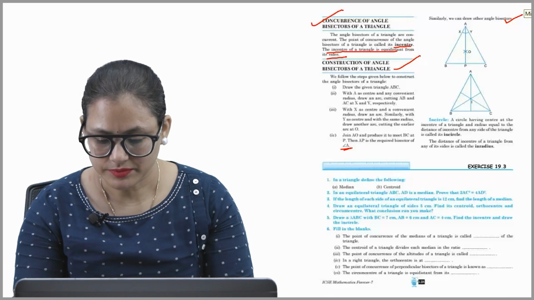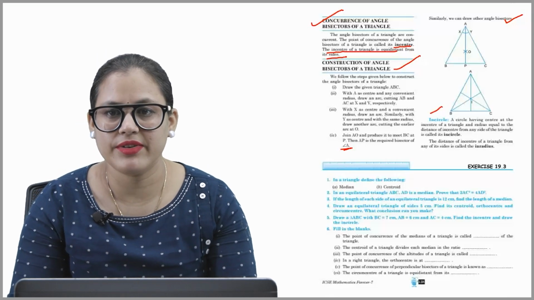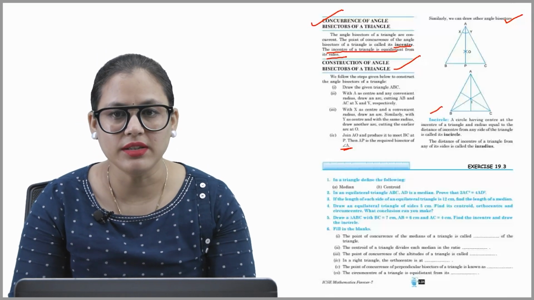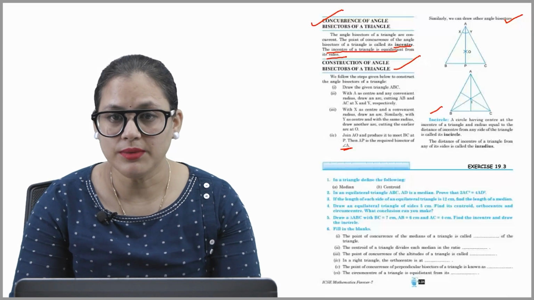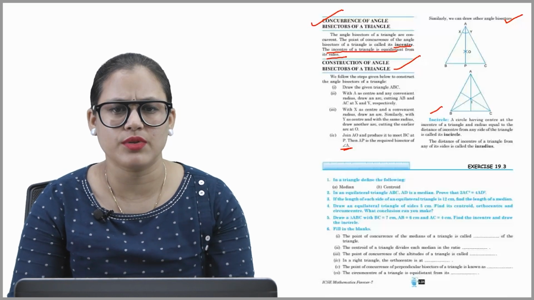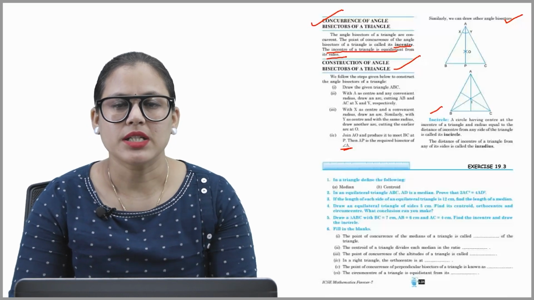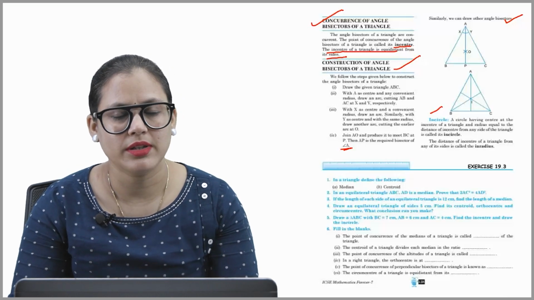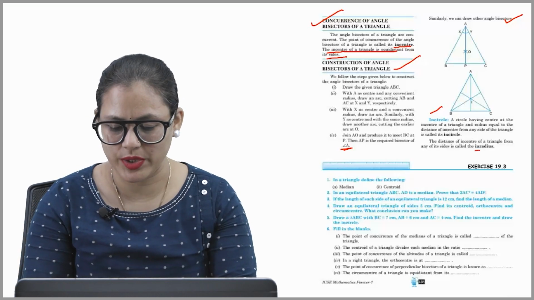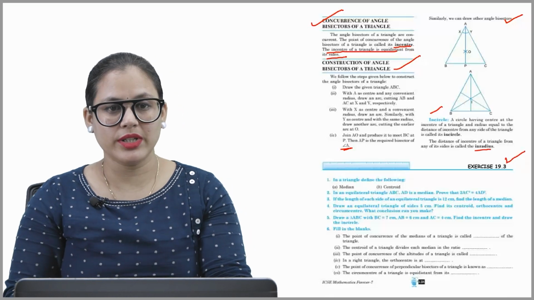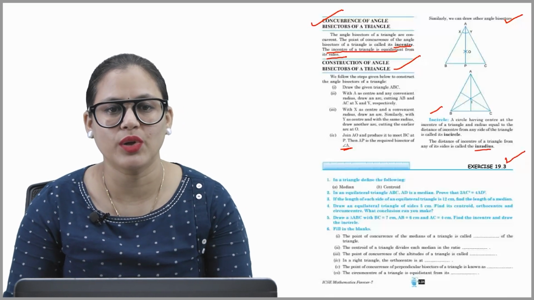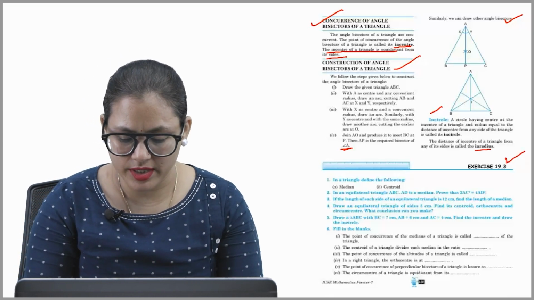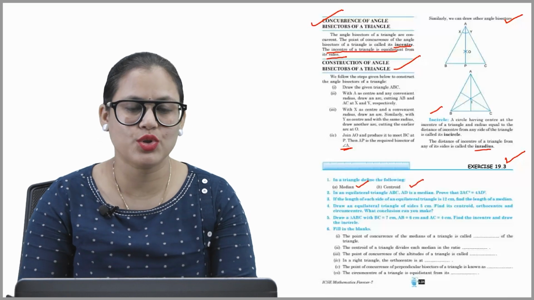Incircle. A circle having center at the incenter of a triangle and radius equal to the distance of incenter from any side of the triangle is called its incircle. The distance of incenter of a triangle from any of its sides is called the inradius. Okay, exercise 19.3. Number 1, in a triangle define the following. Students, you have to define median and centroid.